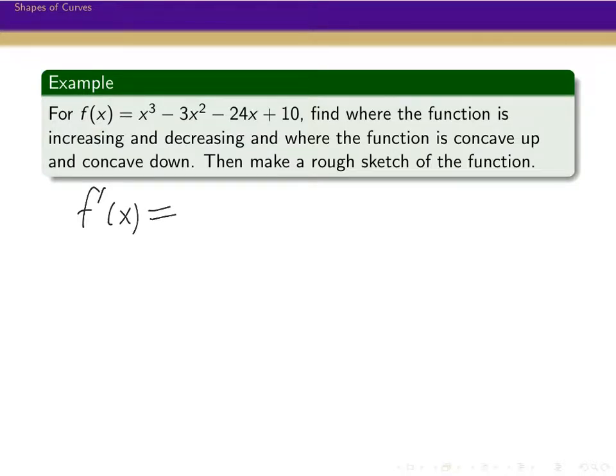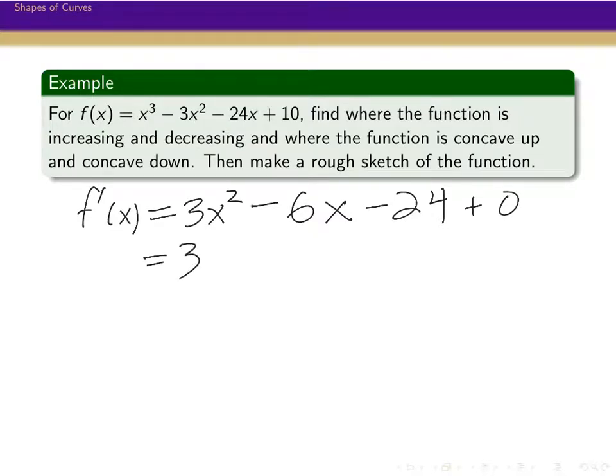For the x cubed, 3 comes down, left with x squared, so 3x squared. The 2 comes down, 2 times 3 is 6, times x, minus 24. The derivative of x is just 1, and then the plus 10, when we take the derivative, goes to 0. Okay, so there's our first derivative. We want to figure out when this is positive and negative, so let's see if this factors nicely. I can pull out a 3. So I have x squared minus 2x minus 8.